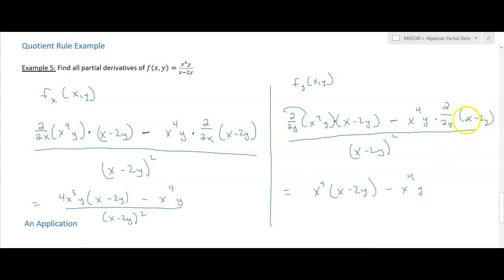Apply the linearity of the derivative, so the derivative of x with respect to y is 0, and the derivative of negative 2y with respect to y is negative 2. And this is again all over x minus 2y quantity squared. You can do some simplification, but this concludes the derivative itself.